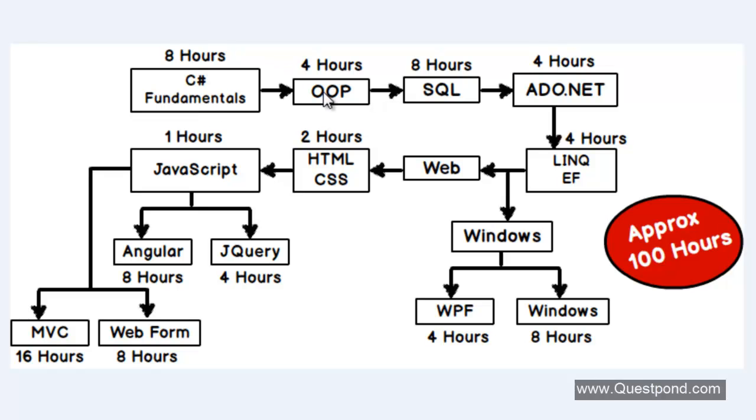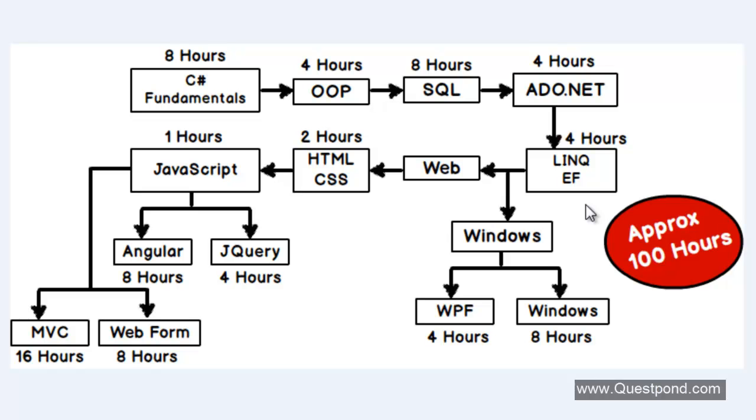The next is object-oriented programming concepts like interfaces, polymorphism, abstract classes, and so on, followed by SQL, followed by data access layer technologies like ADO.NET and Entity Framework. These first 5 sections are the building blocks which can help you to create projects. If you don't know these 5 things, it is very difficult to go and create a project.